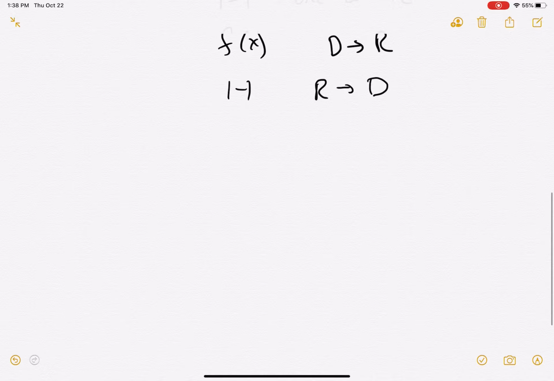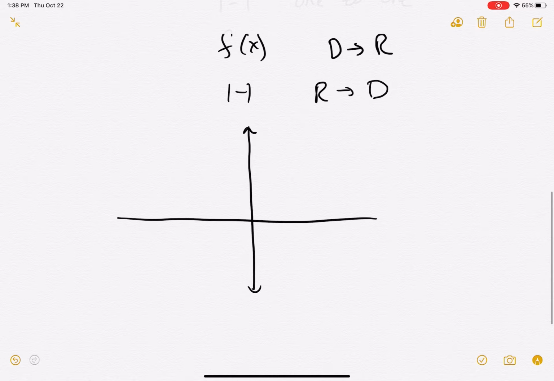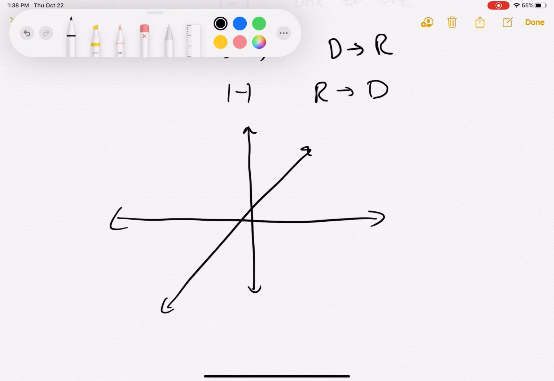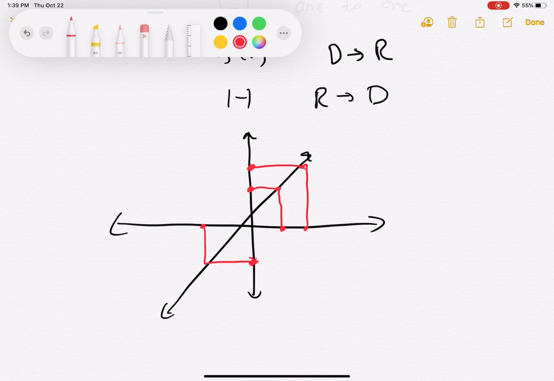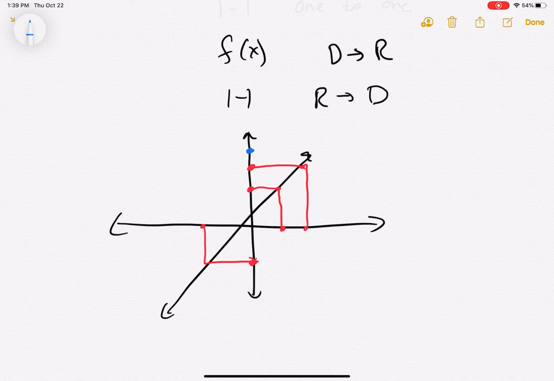The way that it looks on a graph is if I have a line here, and let's say I take an element in my domain right here, that maps to one element in my range. Or this element in my domain maps to one element in my range. Like this. But it also works the other way too. If I pick any element in my range, that maps back to my domain. So I'm going this way now. Okay, you with me on that?